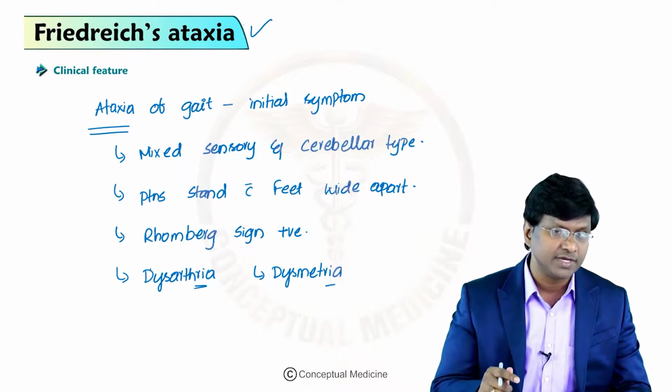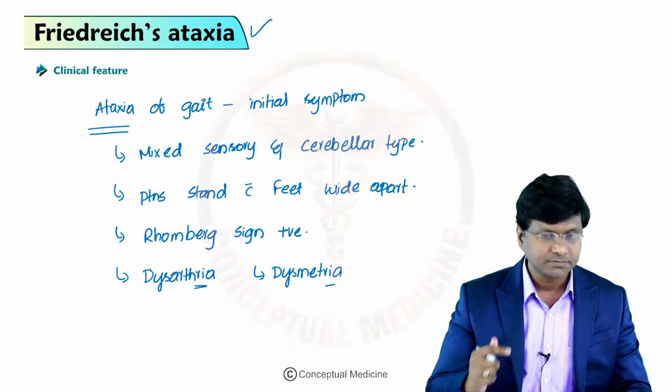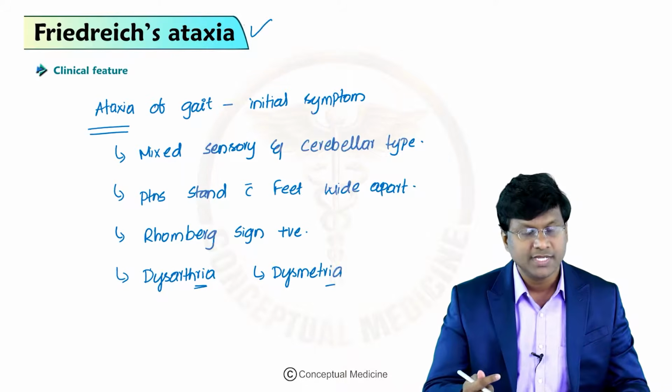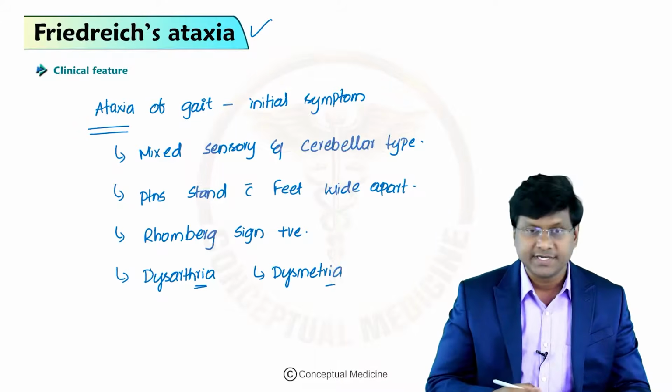But if the individual is not able to do it, the individual is able to touch the examiner's finger, but he is unable to reach his nose, either undershooting or overshooting. That is what is called dysmetria.